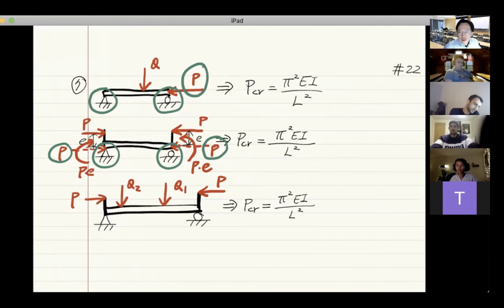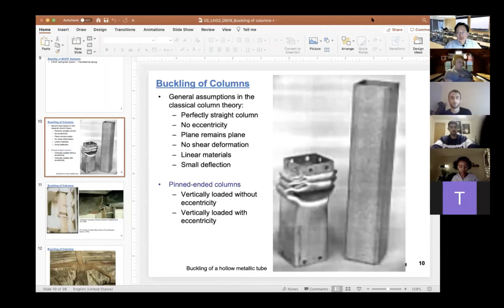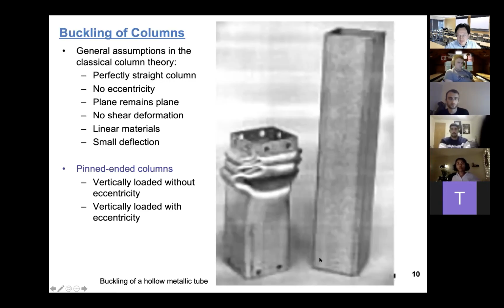All right, now let me come back to my slides because there are a few things I have to explain to you. Even though from this example everything may look so happy and so perfect, there are other things we have to be aware of. The first lesson is we enjoy using these general assumptions in the classical column theory. However, in reality, look at how columns buckle.